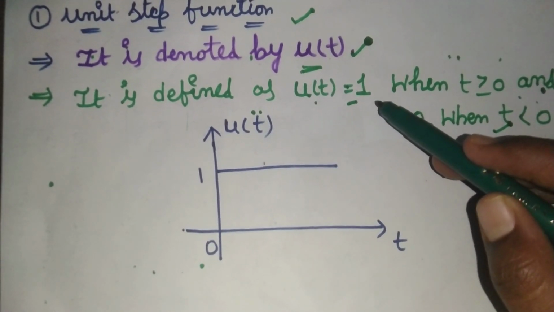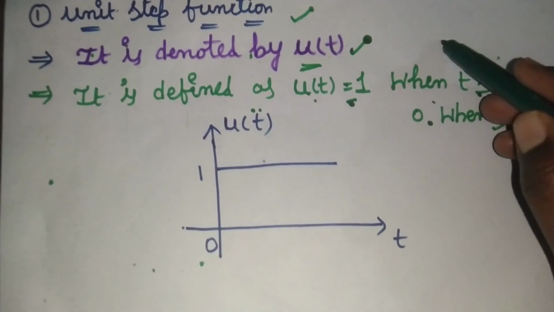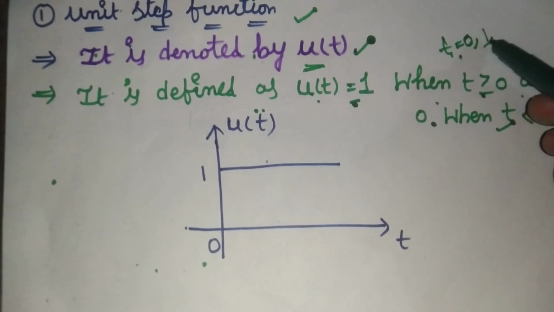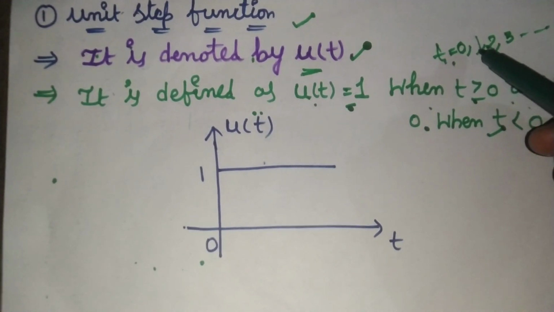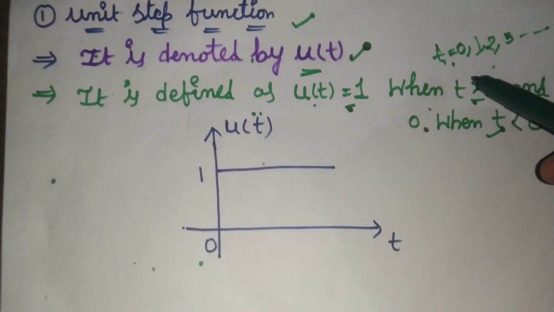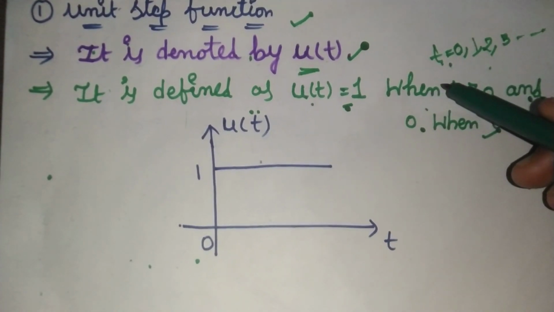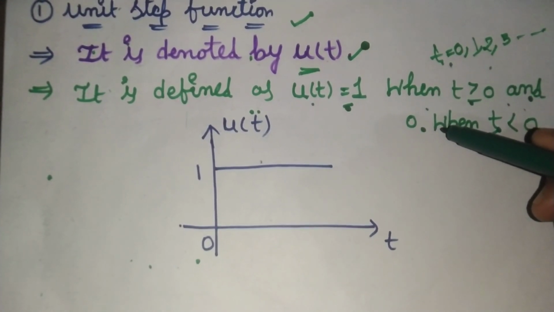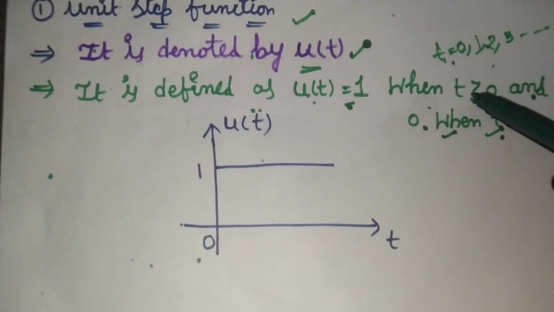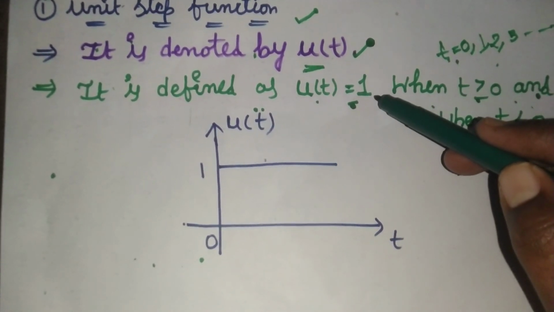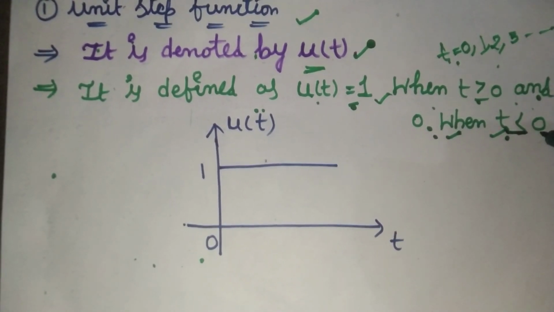The value of u of t is equal to 1 whenever t is greater than or equal to 0, that means t equal to 0, 1, 2, 3 and so on. Whenever t value is greater than or equal to 0, then only u of t equal to 1. Otherwise, the u of t value is equal to 0 when t is less than 0.